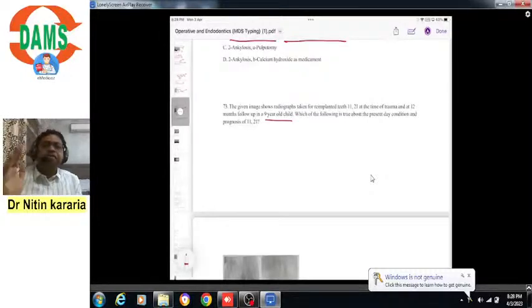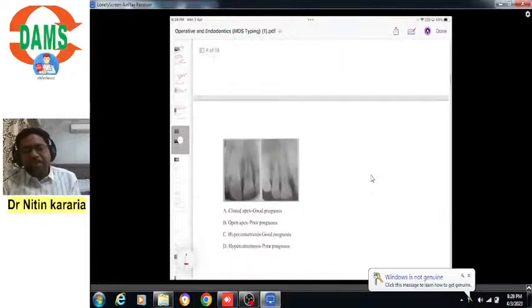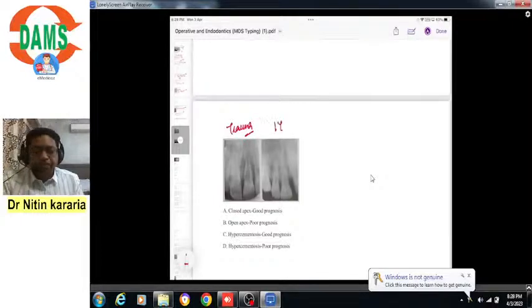Okay, there has been a history of trauma with a 9-year-old child. There has been a history of tooth avulsion, and both the maxillary central incisors have been reimplanted. Now you can see this is at the time of trauma, the first radiograph, and this is the 1 year follow-up. So what do you see?